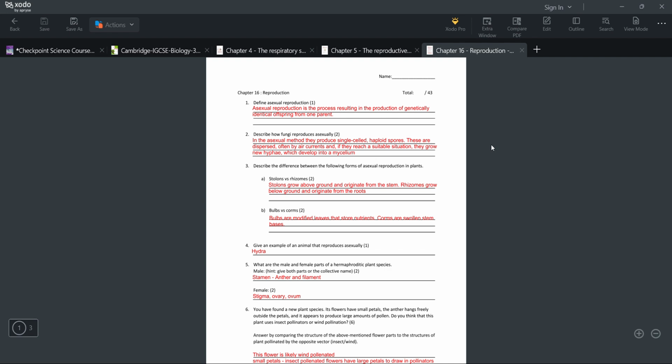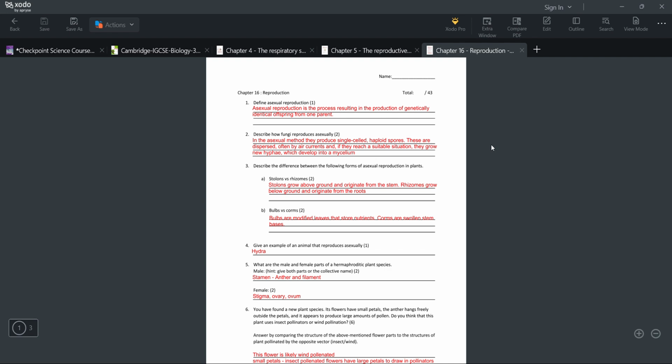Okay. Define asexual reproduction. The definition coming straight from your textbook is: asexual reproduction is the process resulting in the production of genetically identical offspring from one parent. Describe how fungi reproduce asexually. In the asexual method, they produce single-celled haploid spores. These are then dispersed by air currents, and if they reach a suitable situation, they grow new hyphae, which develop into mycelium, which is the largest body of the fungus.